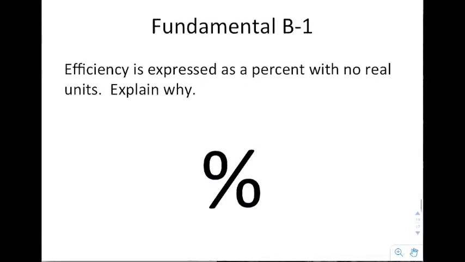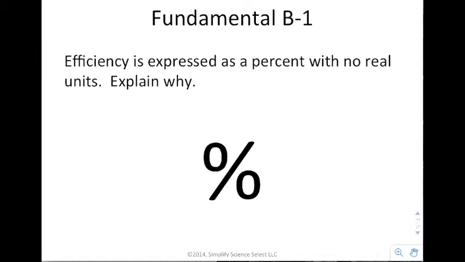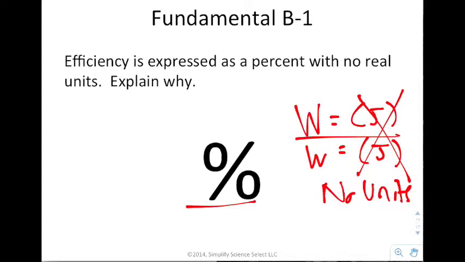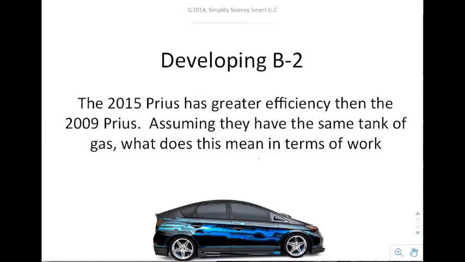So it says efficiency is expressed as a percent with no real units. Explain why. The reason is you're taking work, which is measured in joules, and dividing it by work, which is measured in joules. As a result, joules divided by joules cancels out, and there are no units. Now, whenever you multiply it by 100, you're converting it into a percentage.